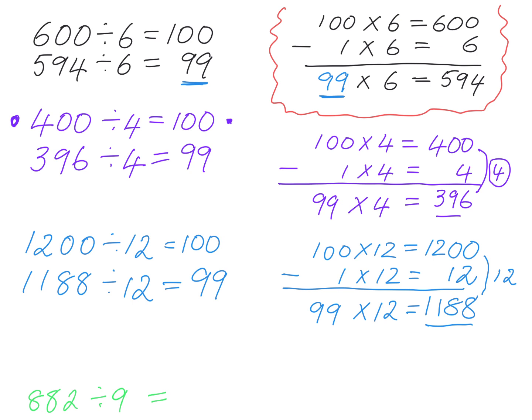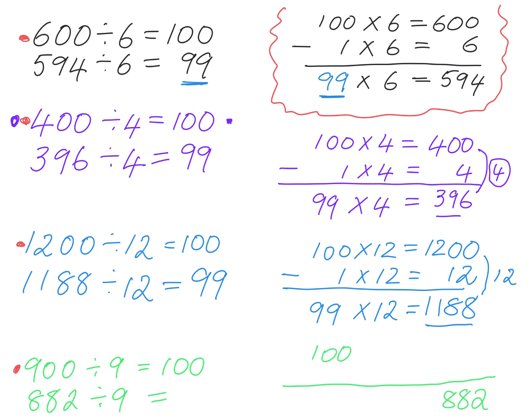Here you can support students if necessary by asking them to look at all the helper problems and noticing what they have in common. So students came up with 900 divided by 9, which they said is 100, as their helper problem. Now this problem is slightly different to the other ones in that the answer is not 99. So they said 100 groups, we know 100 groups of 9 equals 900. The number that we're looking at here in this problem is 882.